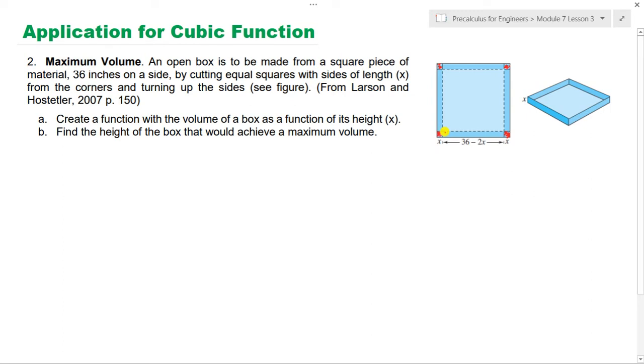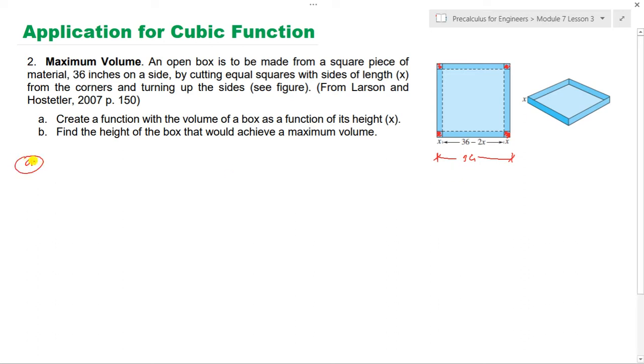Again, the dimension of the material for making the box is this one, 36. That's why we have this dimension in the figure. The sides are x. Of course, the inner side is 36 minus 2x, because on both sides we cut x. Therefore the middle side is 36 minus 2x. So the first requirement is to create a function for the volume of the box as a function of its height x.